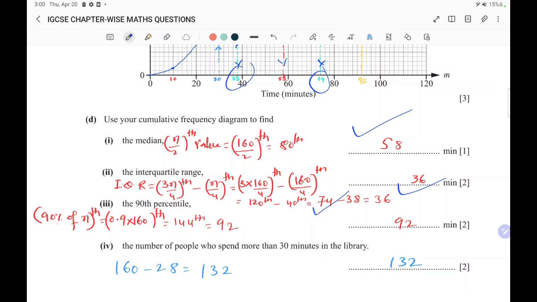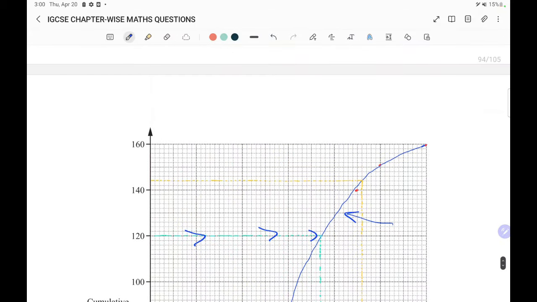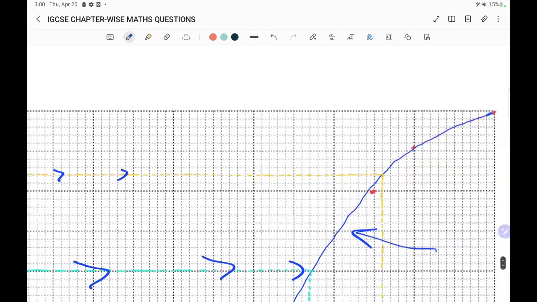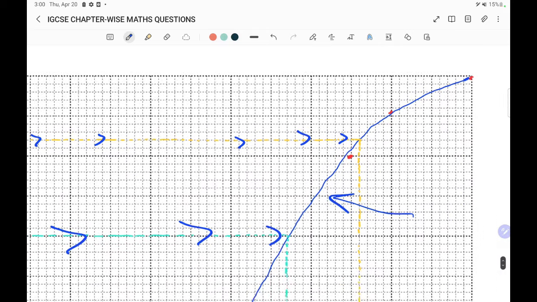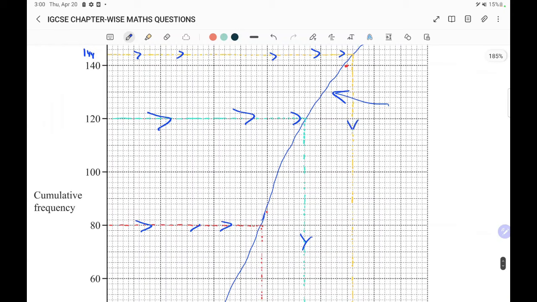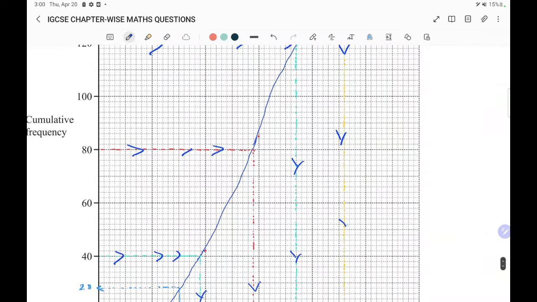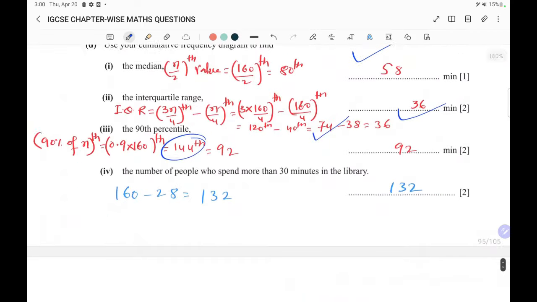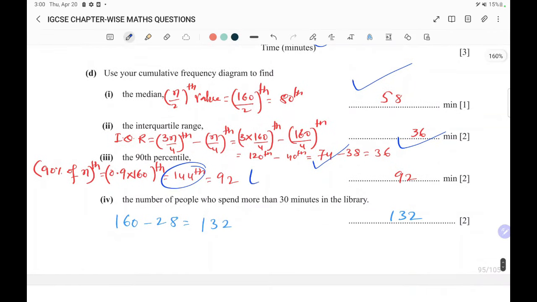90th percentile, so 90% of the nth value, so 0.9 times 160, the 144th value. Where is 144? 144 is here. Draw a horizontal line here. It will cut your curve, then this vertical line, it is 92. Okay, so this is 92.